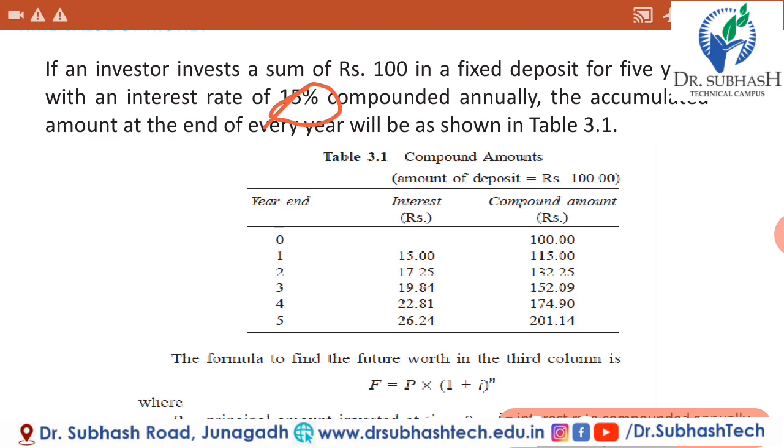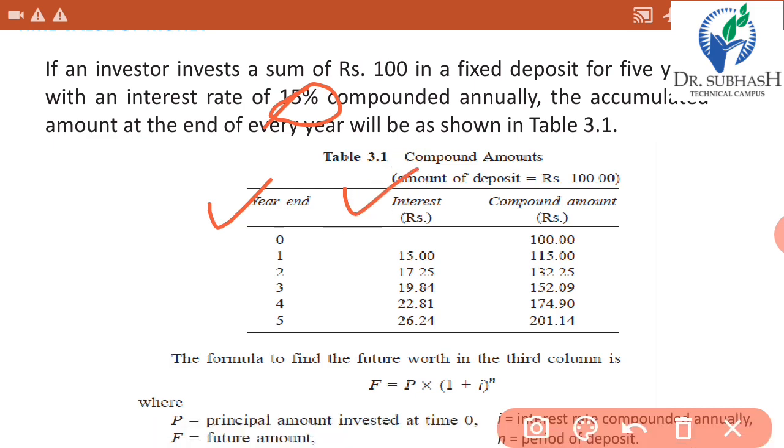In this table, in the first column we can see years 0 to 5. In the second column there is the interest rate, and in the third column the compound amount. It means in the first year the principal amount is 100 rupees. After 1 year, 15% of 100, which is 15 rupees, is added to the principal amount and it becomes 115.